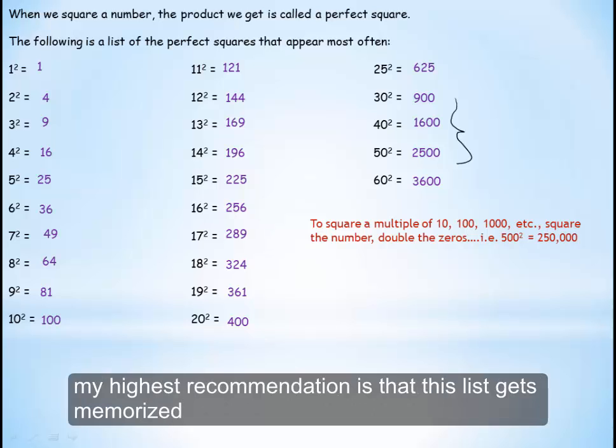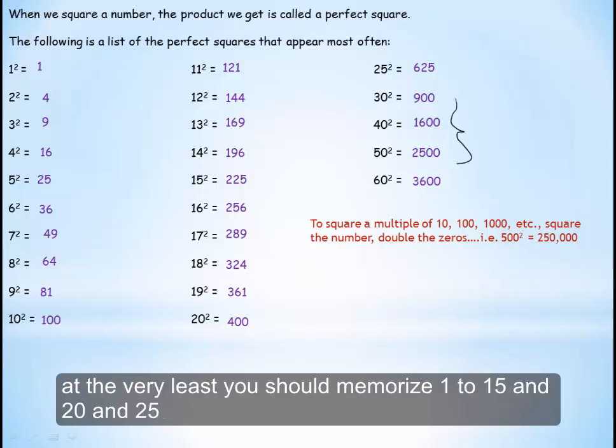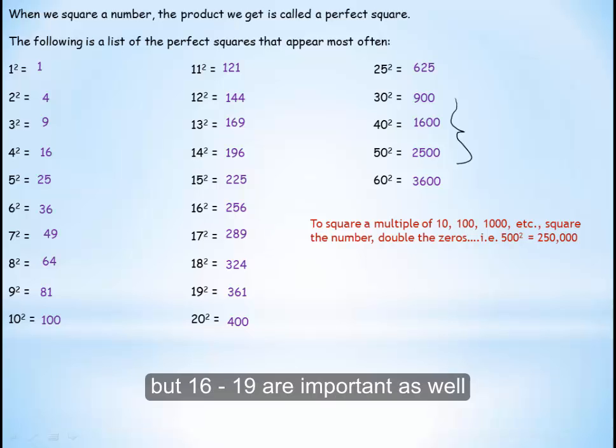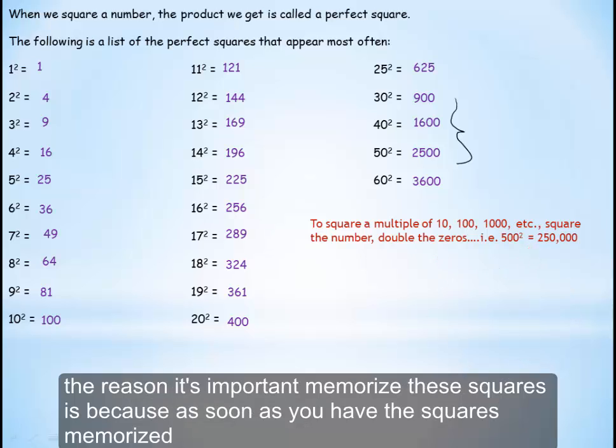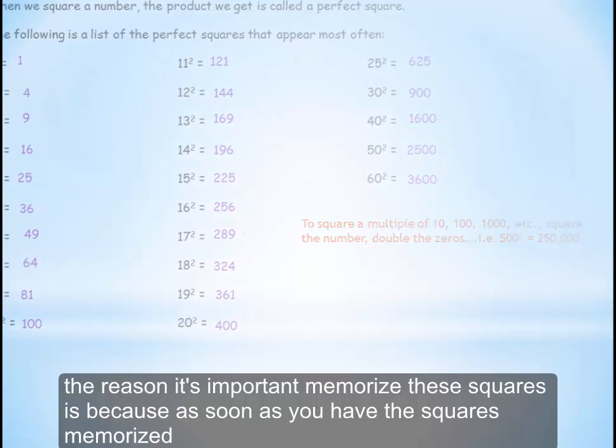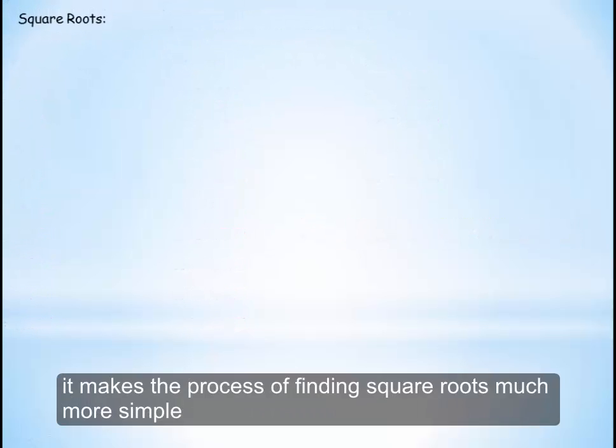My highest recommendation is that this list gets memorized. At the very least, you should memorize 1 to 15 and then 20 and 25, but 16 through 19 are important as well. The reason it's important to memorize these squares is because as soon as you have the squares memorized, it makes the process of finding square roots much more simple.